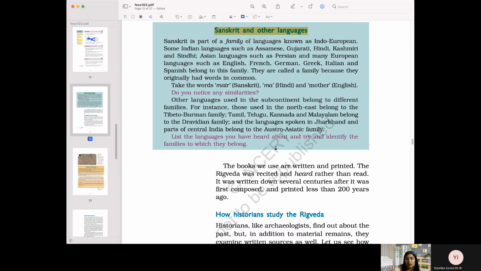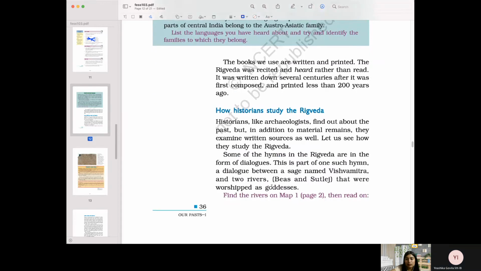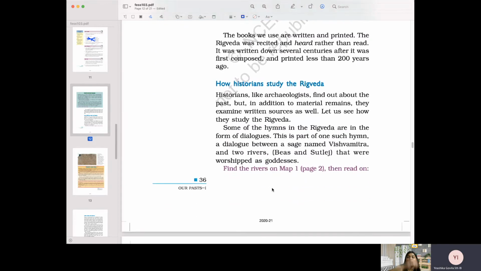Then next we discussed the Rigved. In the Rigved there are many hymns. The Rigved is entirely written in hymn form, right? What did the hymns depict? They depicted stories, dialogues, and poems. People used to understand so many concepts. There was a dialogue written by Vishwamitra, a conversation between two rivers, right?